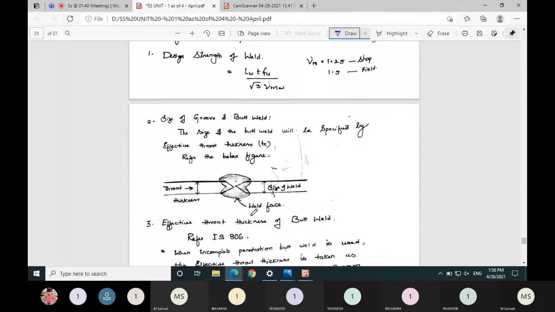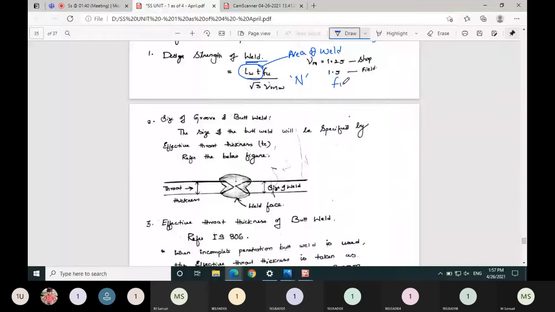Design of weld is nothing but finding the different aspects and different parameters, the unknowns, of the weld. So design strength of the weld is Fu by root 3 into gamma Mw into Lw into t. Lw into t represents the area of weld. So area of the weld into strength will give you the design strength of the weld in terms of newtons.